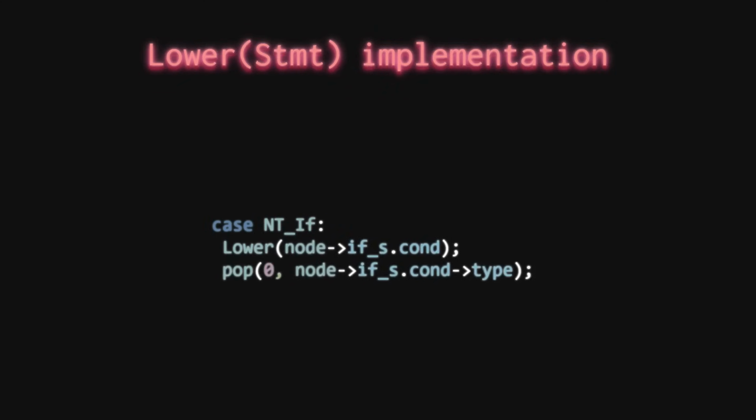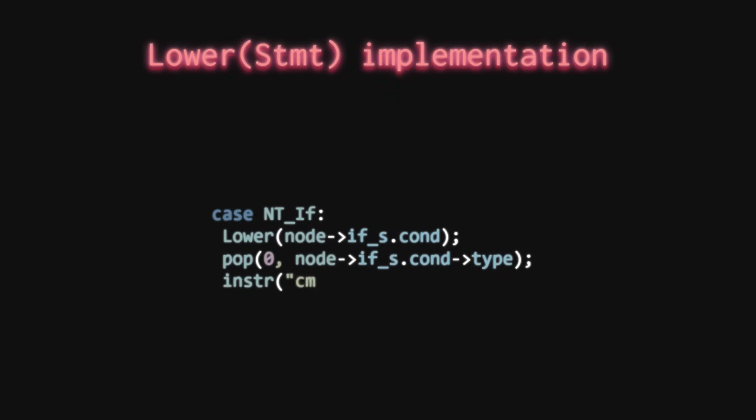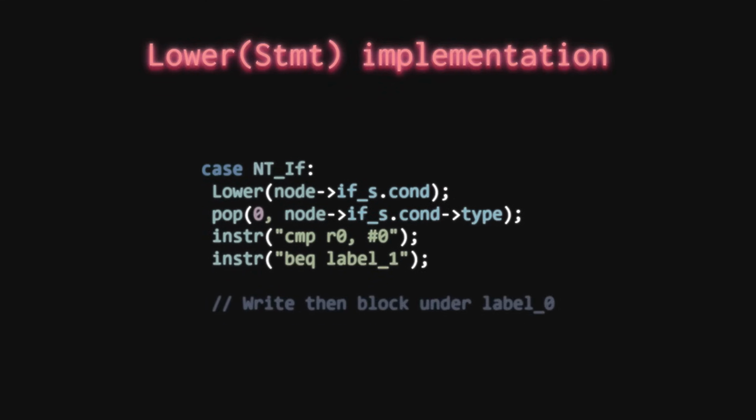Now let's go further and look at statements. Statements are different to expressions because they don't produce values and therefore don't push anything onto the stack at the end. For example, an if statement node. The lower function for an if statement would first write out its condition expression, then pop it off into a certain register, and then do a branch to a different label based on it.